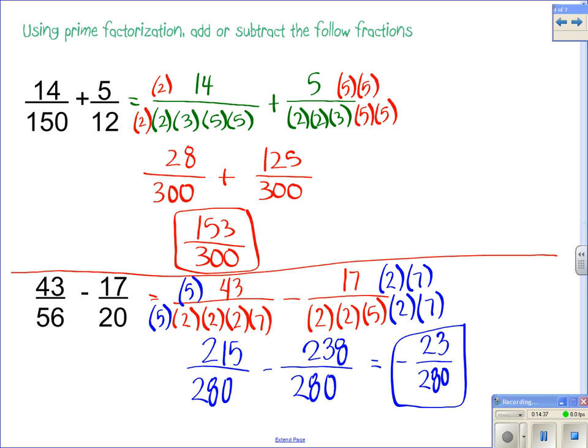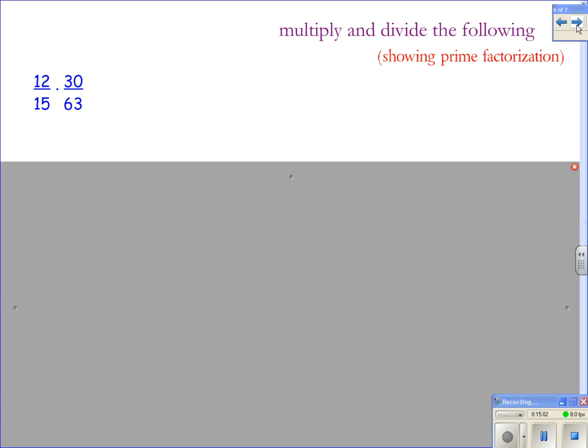Any questions? Should we do one more example, or do you understand the process? Okay, then we'll skip the next slide, because that was just one more practice problem. And we'll look at multiplying and dividing, which is actually a lot easier. Why is it easier to multiply and divide fractions? You don't have the same denominator. Correct.